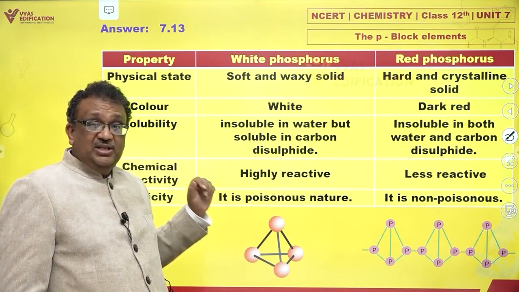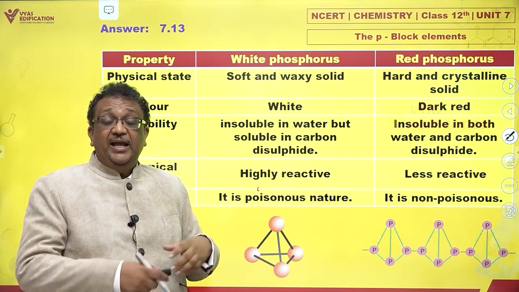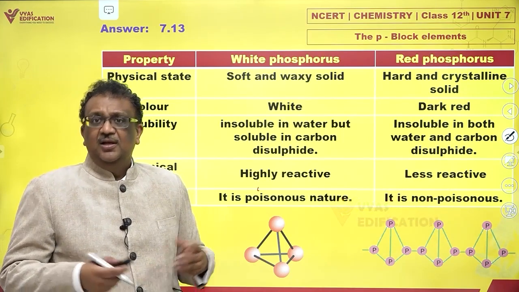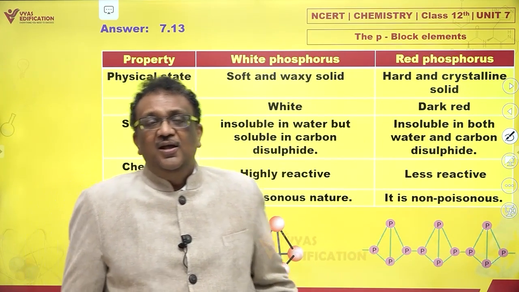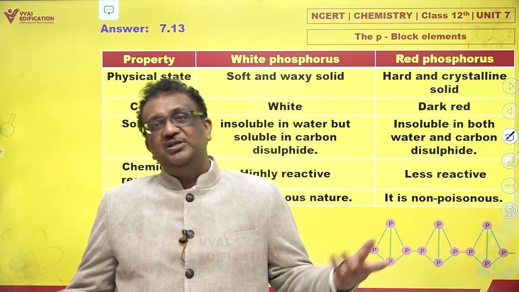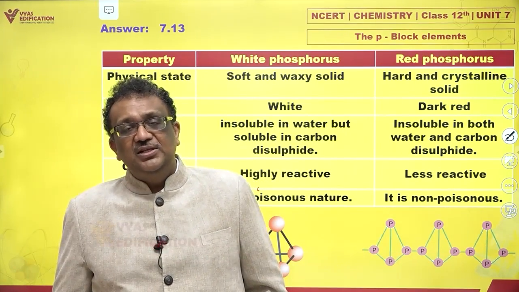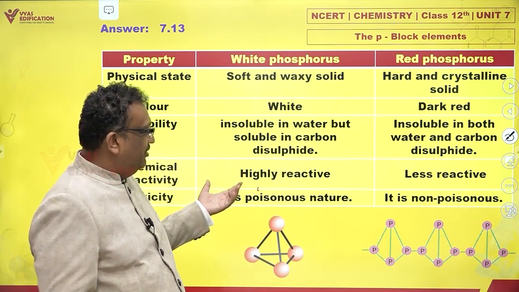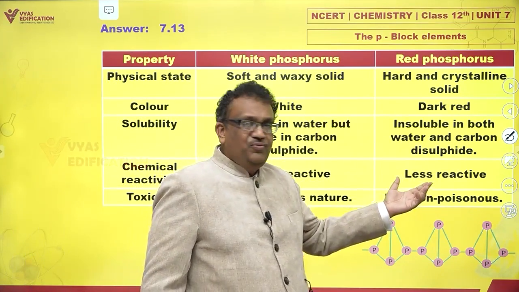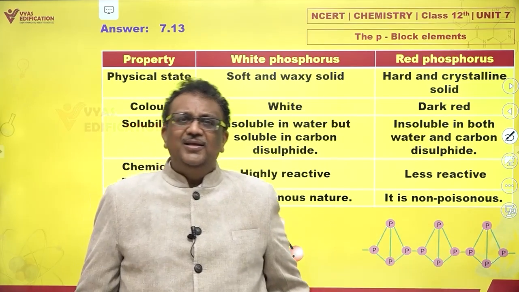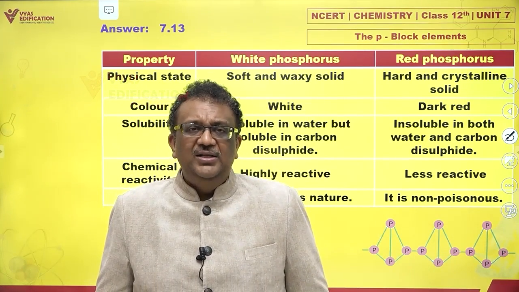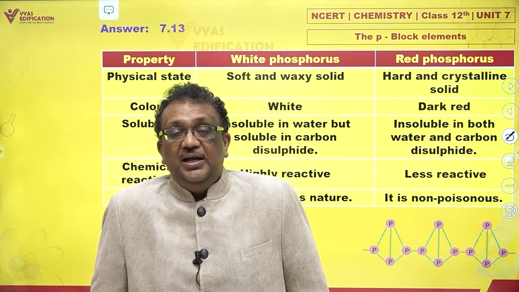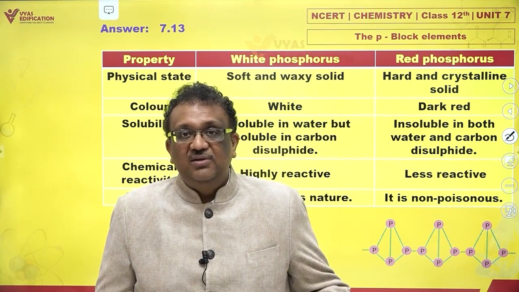Because it is less stable, it is highly reactive. It catches fire in air at even 35 degrees Celsius. Now we are in Kota, Rajasthan, where in summers the room temperature itself is around 45-46 degrees Celsius. So white phosphorus will simply burst into flames in a place like Rajasthan. Red phosphorus takes around 200 degrees Celsius to burn. So you have to heat it to burn. It won't ignite on its own on Earth's surface very easily.